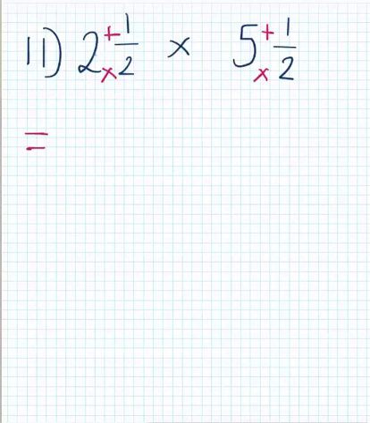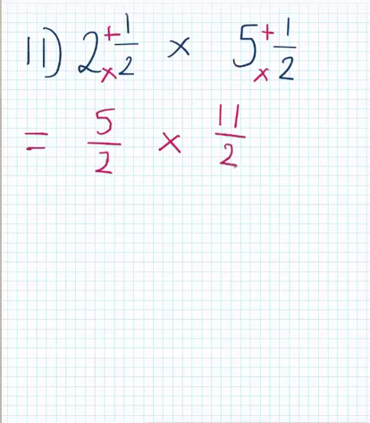2 times 2 is 4. 4 plus 1 is 5. And we keep the same denominator, which is 2 over there. Times 2 times 5 is 10. And 10 plus 1 is 11 over 2. Now, let's see my fractions. Can I simplify anything before I multiply? No, I can't. My 5 and 2 I can't simplify. My 2 and 11 I can't. My 5 and 2 I can't. And my 11 and 2 I can't. They're all my options. I can't simplify anything, so I'll just multiply it out.